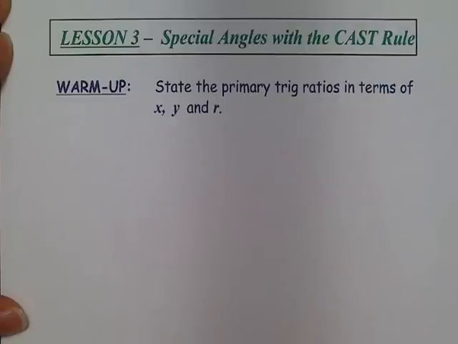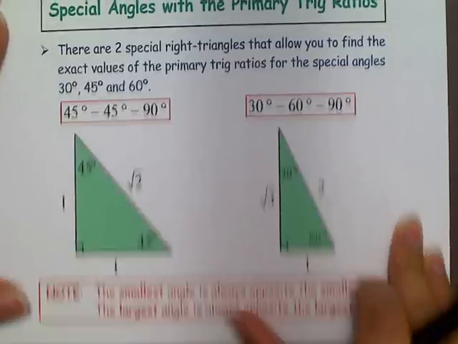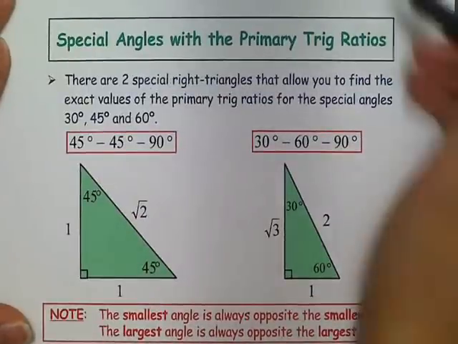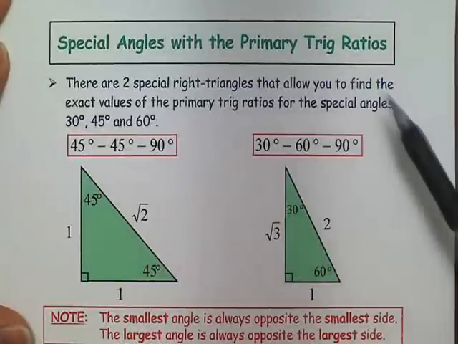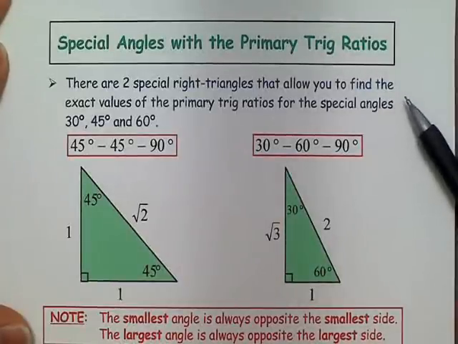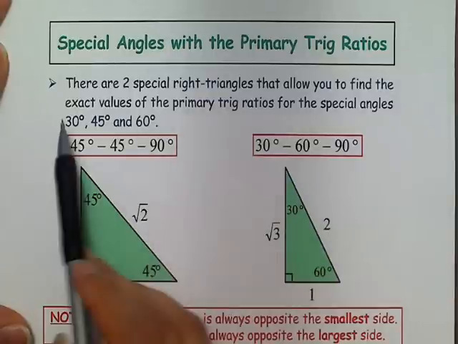Special angles with the CAST rule. Okay, special angles with the primary trig ratios. So what you should have seen in the investigation is that there are two special right triangles that allow you to find the exact values of the primary trig ratios for the special angles 30, 45, and 90 degrees.